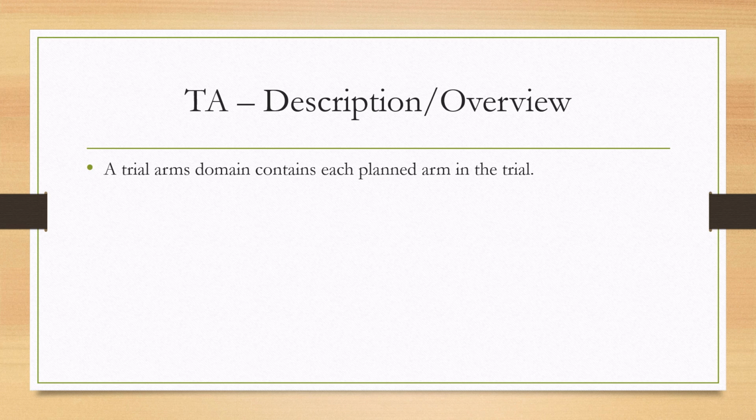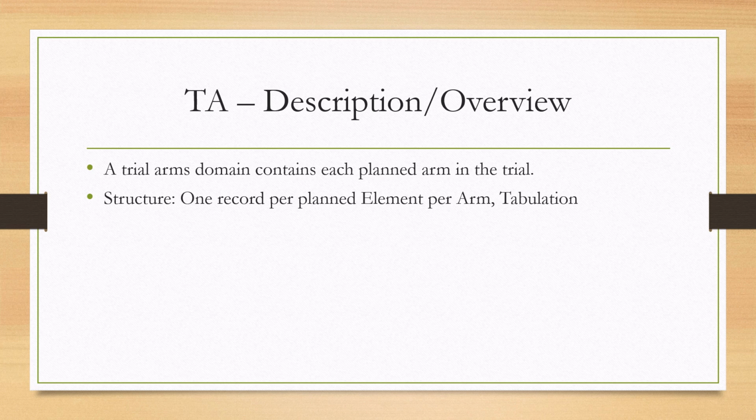So the definition of trial arms is that it represents the sequential order of study elements and not only the treatment that a subject undergoes during the course of a clinical trial. The structure of the trial arm is one record per planned element per arm. Here also you can see that the element plays a very important role in defining the structure of the trial arms. It's not only the treatment, but the elements the subject will undergo when assigned to a particular arm.